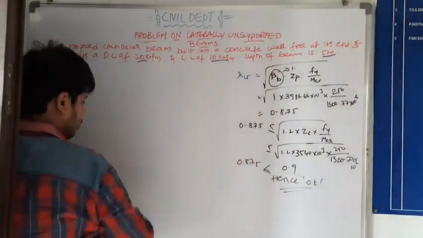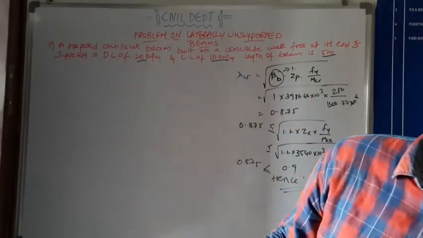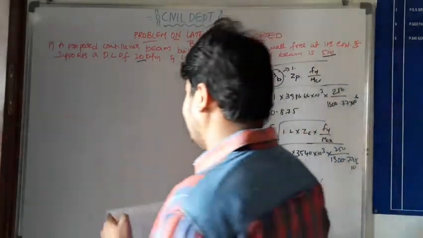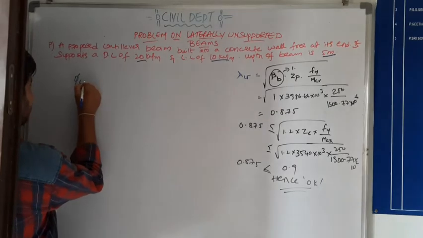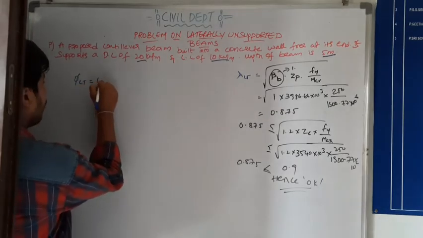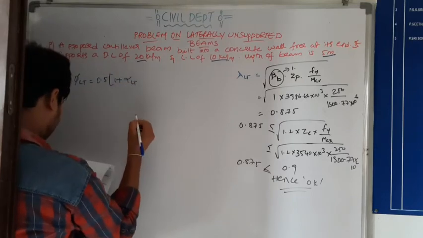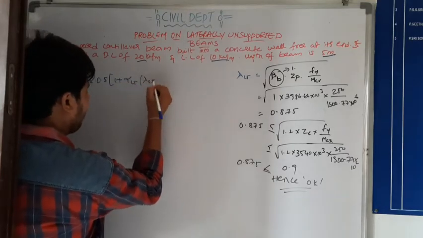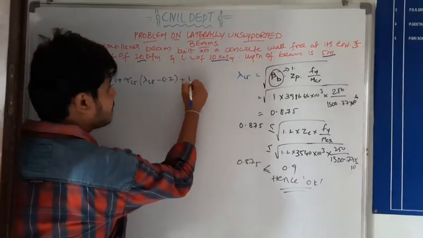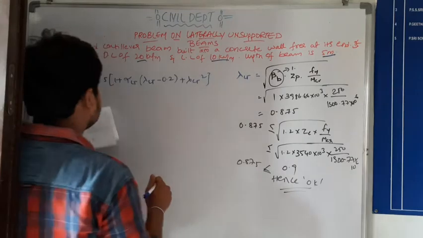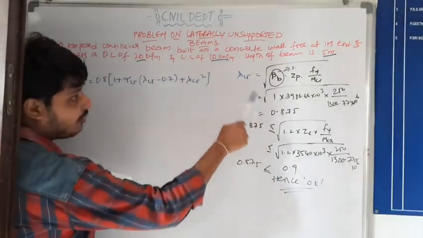Okay. So now after this parameter, we should calculate pi LT. In design steps, I have told all these formulas. Now pi LT is equal to 0.5 into 1 plus alpha LT into lambda LT minus 0.2 plus lambda LT square. This is the formula for pi LT.